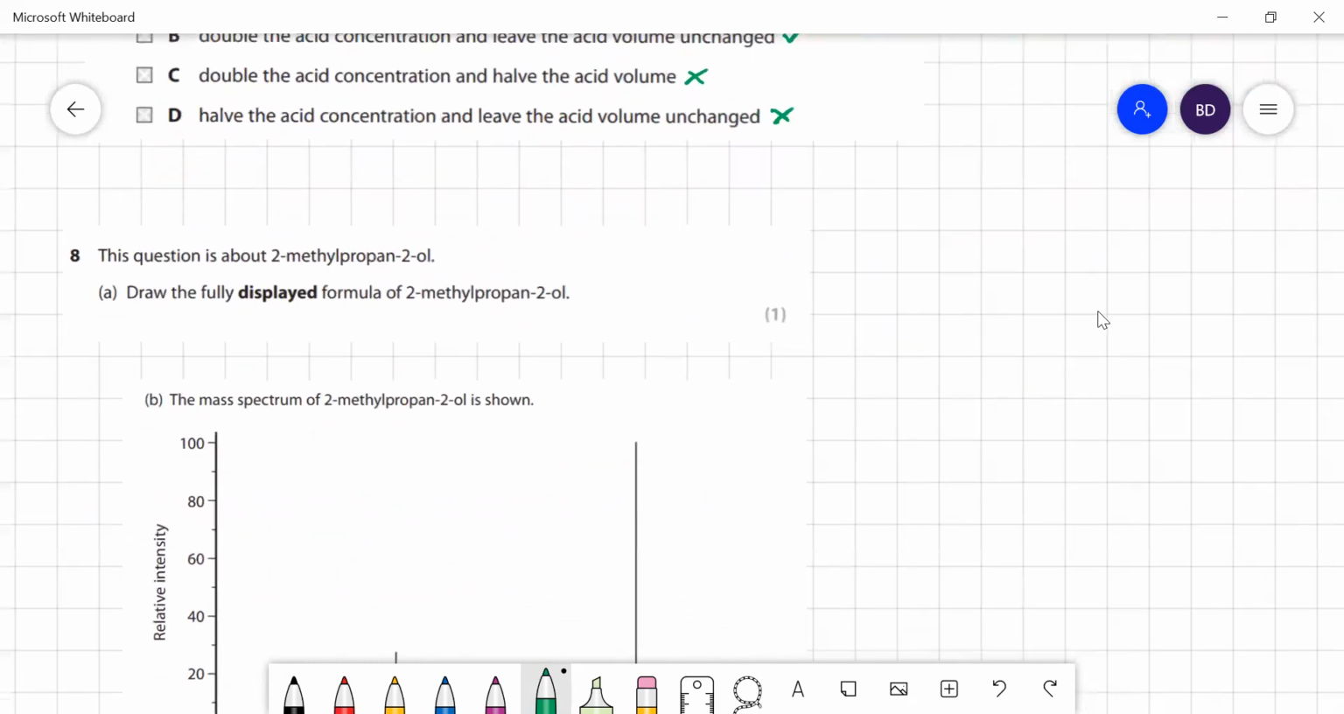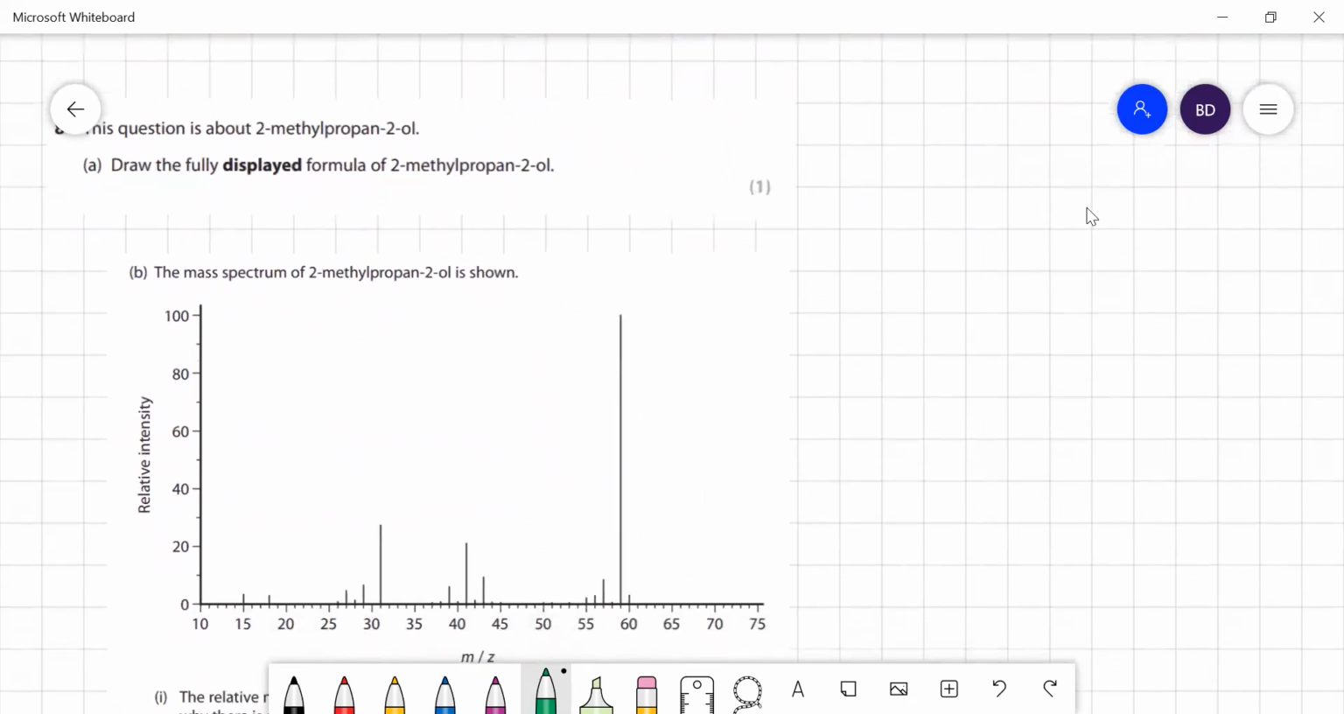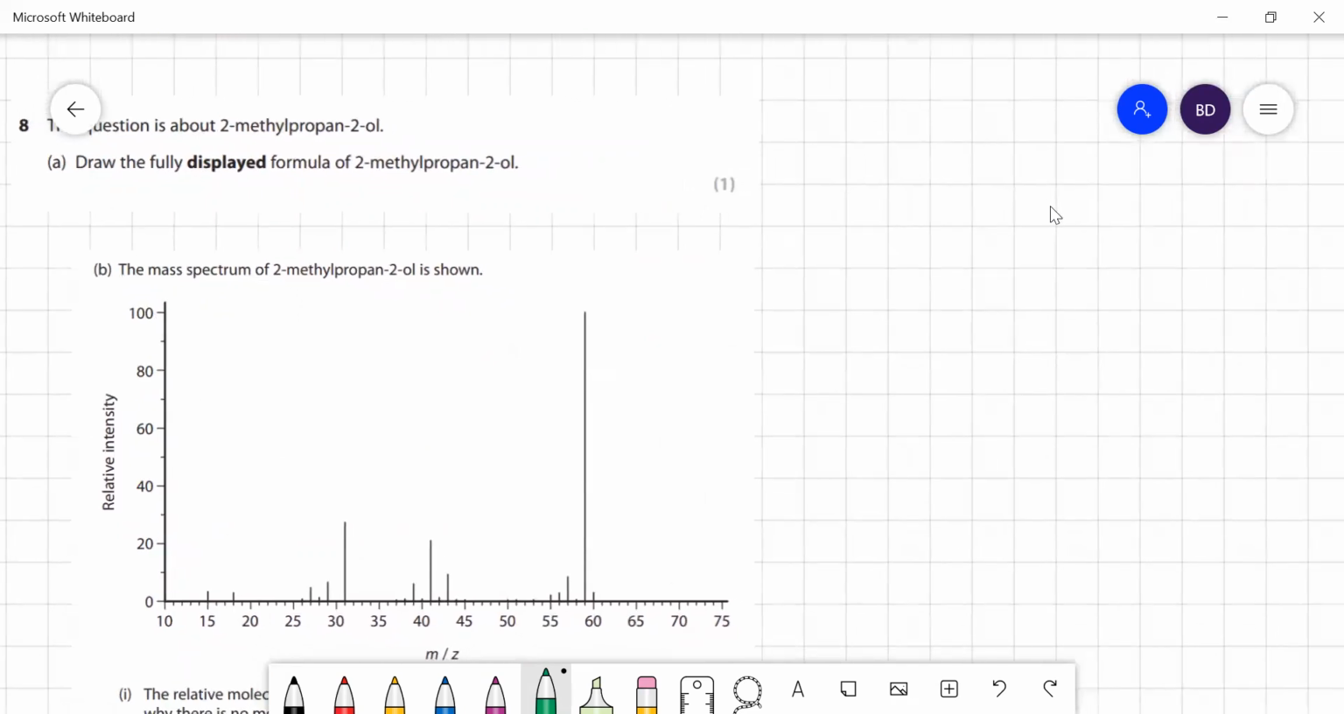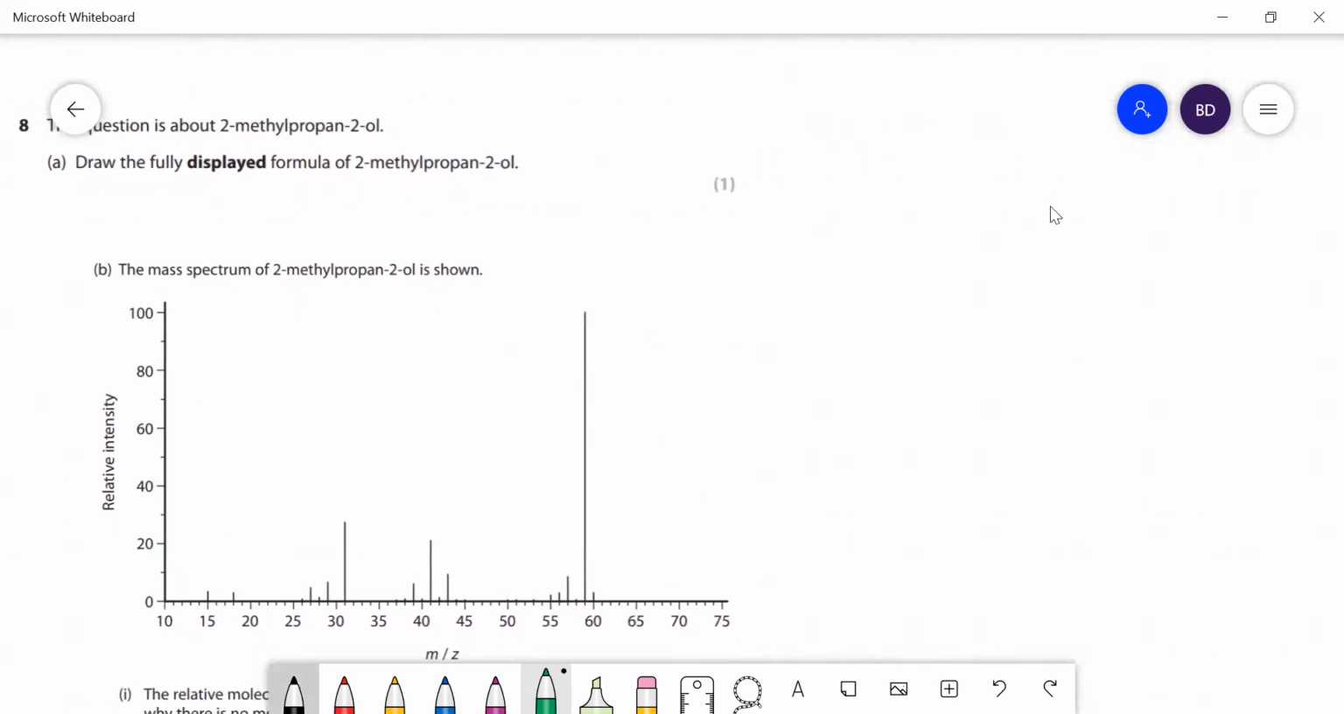Okay, question 8, onto organic chemistry. Draw the displayed formula of 2-methyl-propan-2-ol. So let's draw that. There's the skeleton. We've got a methyl there. We can have an OH. Now, because it's displayed, you can't write OH. You've got to write O, a bond and H. So there's our displayed formula.